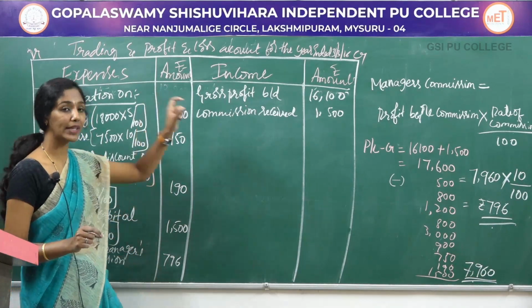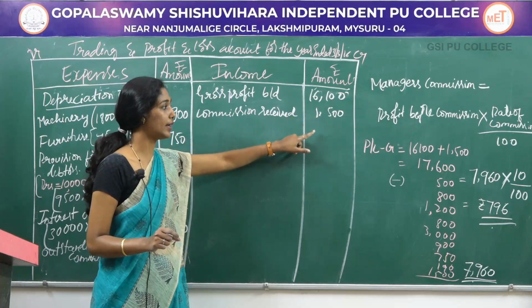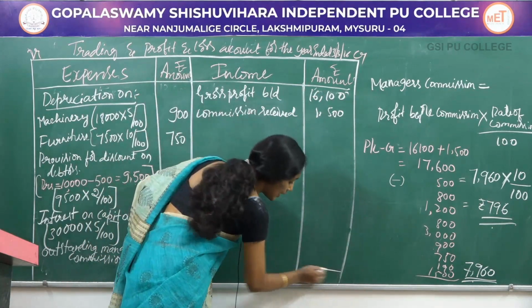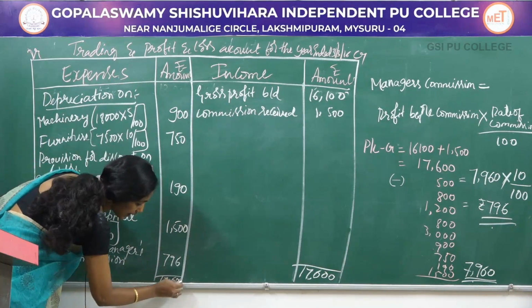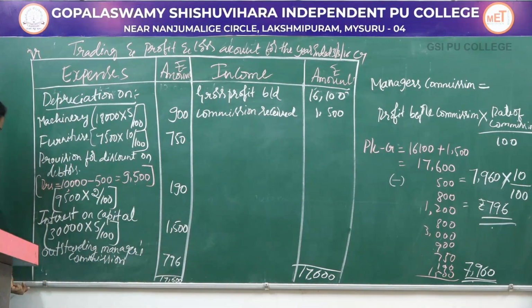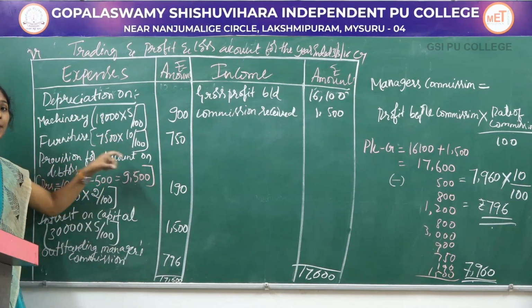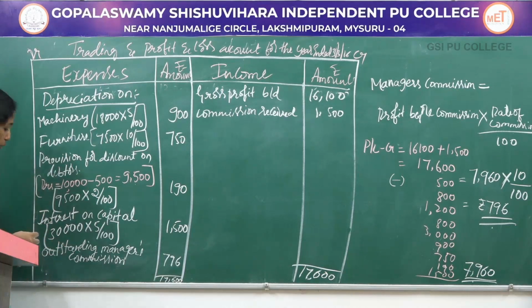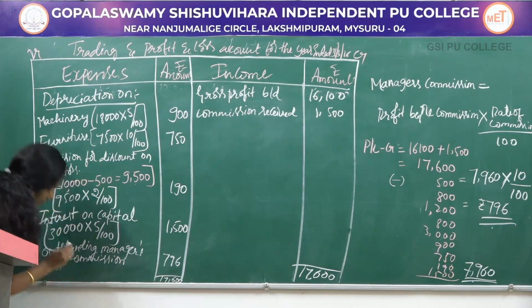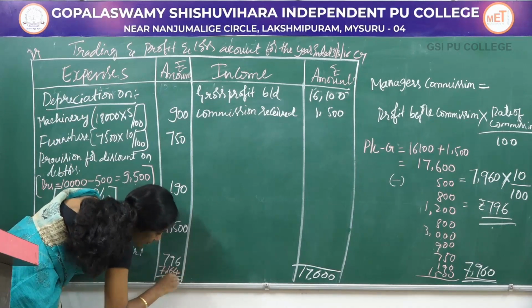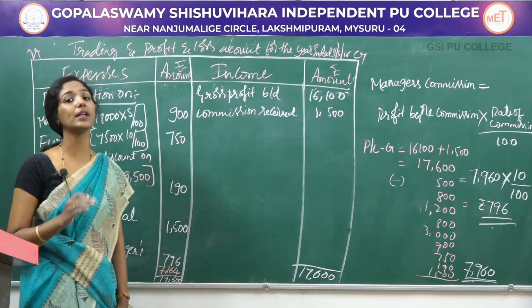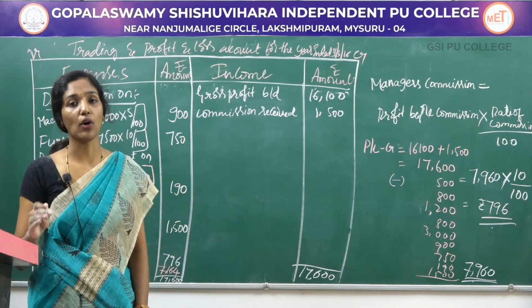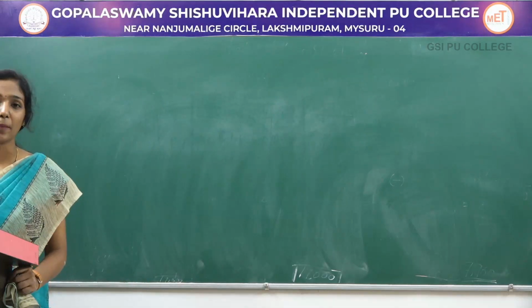So now make a total on the credit side. 16,100 plus 1,500, you will get 17,600, and write the same amount on the debit side also, 17,600. Now you have to deduct all the expenses of the debit side of the profit and loss account. So now you will get net profit 7,164. So this is the net profit of the current year, and this must be transferred to the balance sheet on the liability side. So now let's prepare balance sheet.